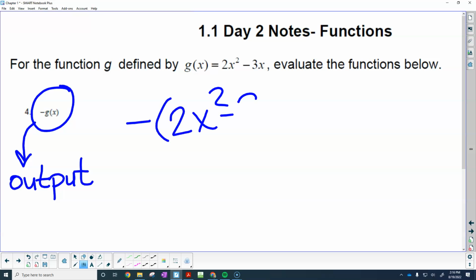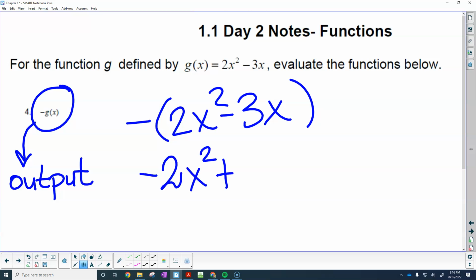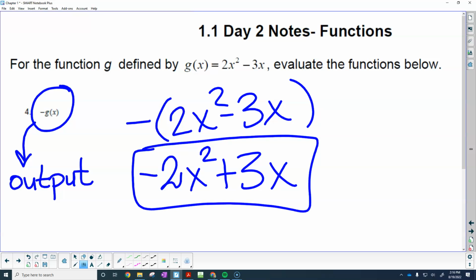So 2x squared minus 3x just turns into the opposite. The 2x squared is now negative, and that 3x is now positive. That's all that's happening with that.